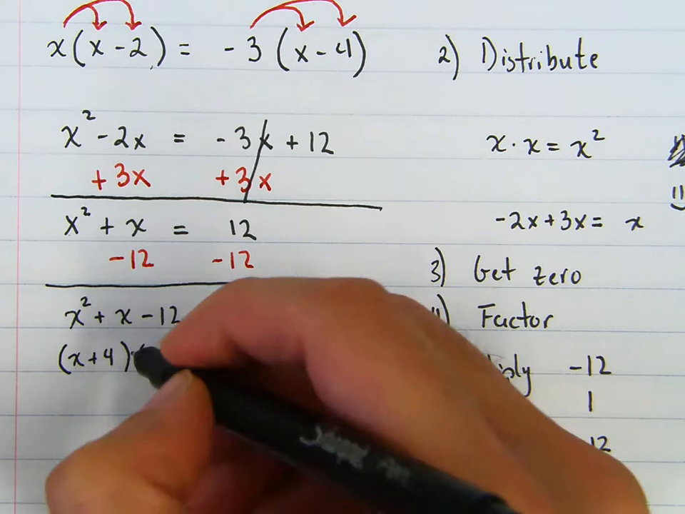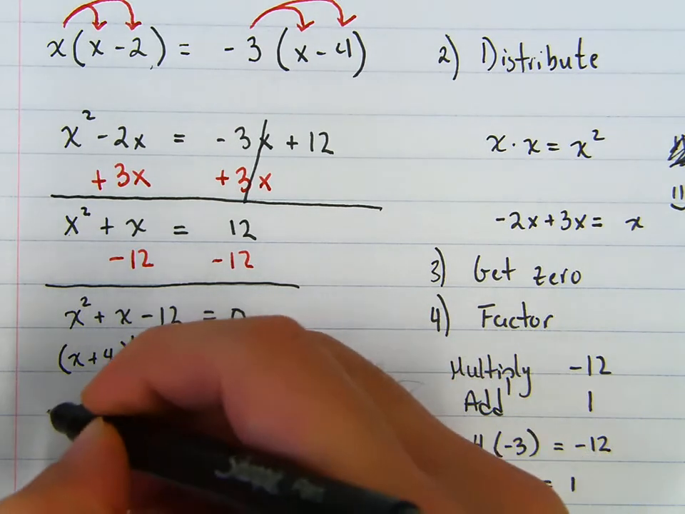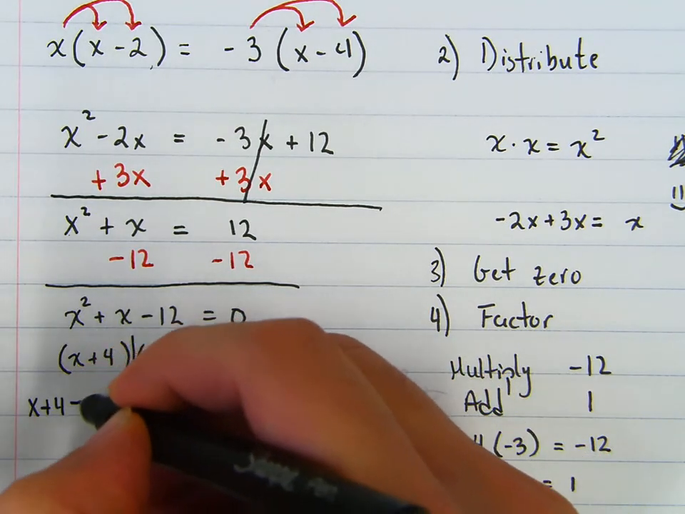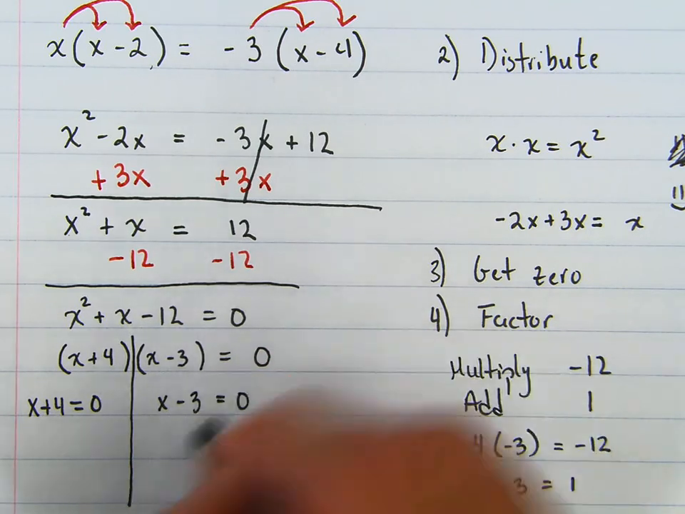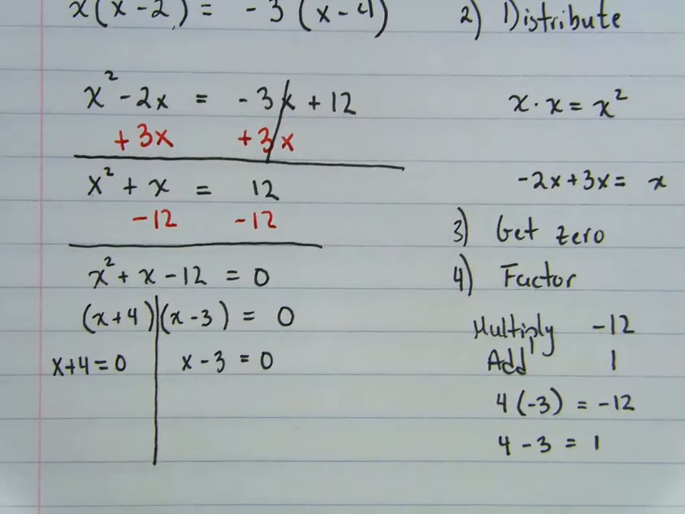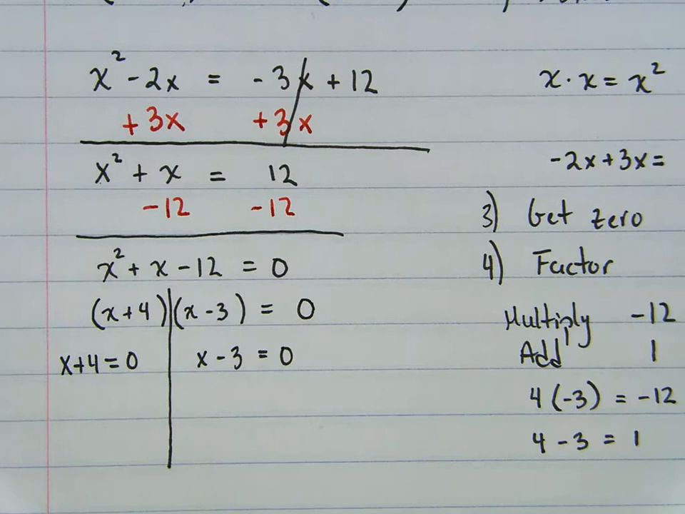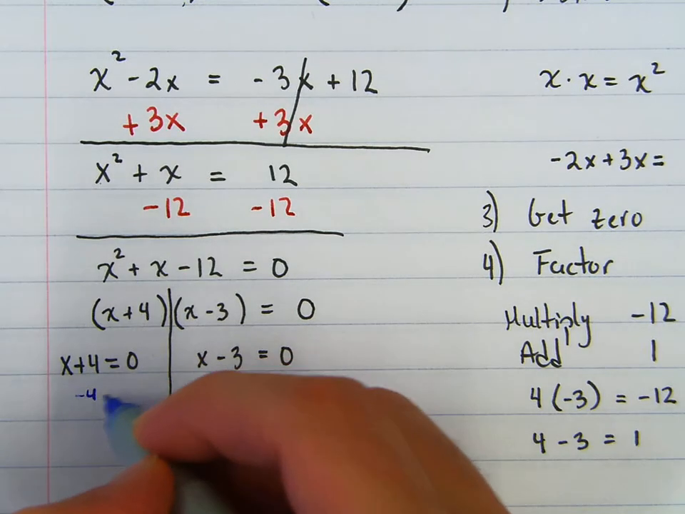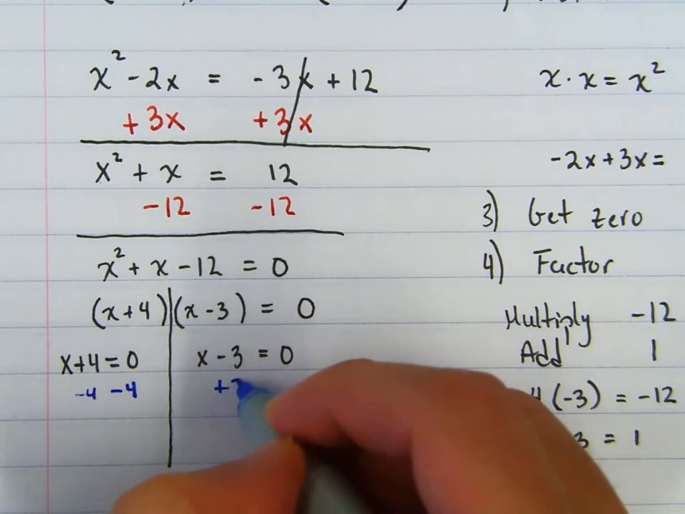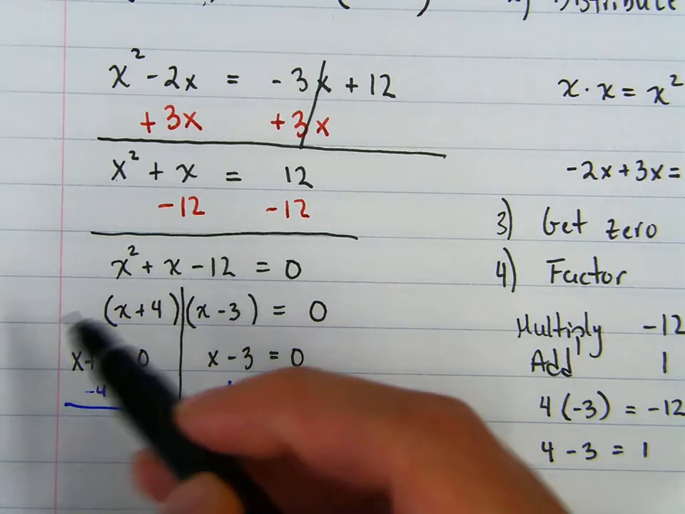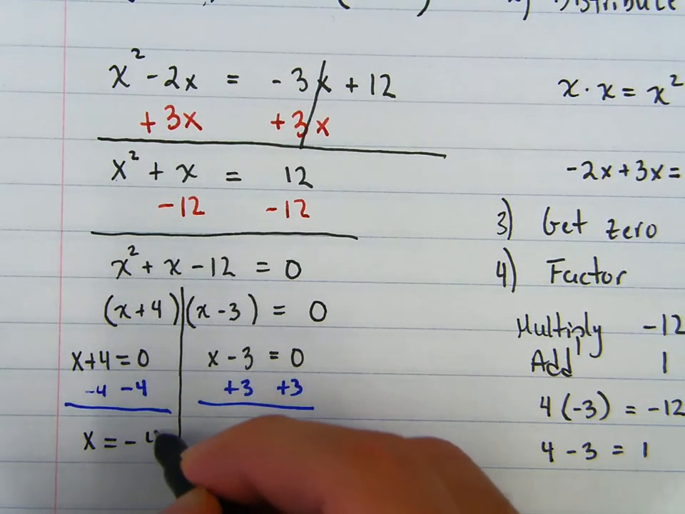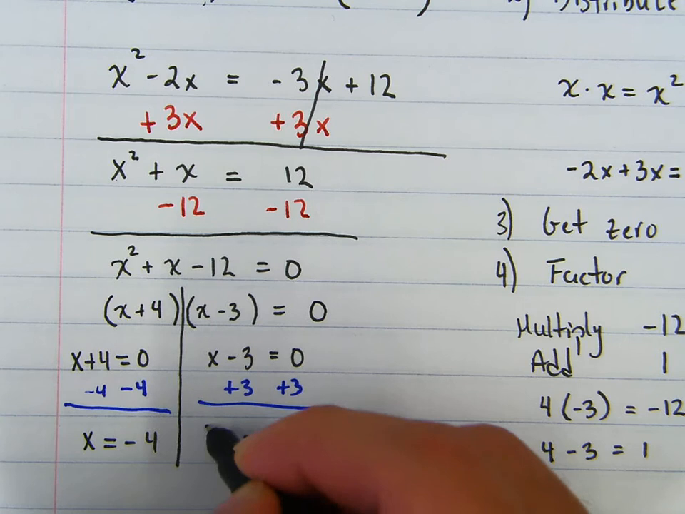Once you find the two numbers to factor, you draw the line down the middle and you say x plus 4 equals 0, x minus 3 equals 0. Right? And then here you just solve for x. What do you say? You say minus 4, minus 4, plus 3, plus 3, and then here x equals negative 4, x equals positive 3.